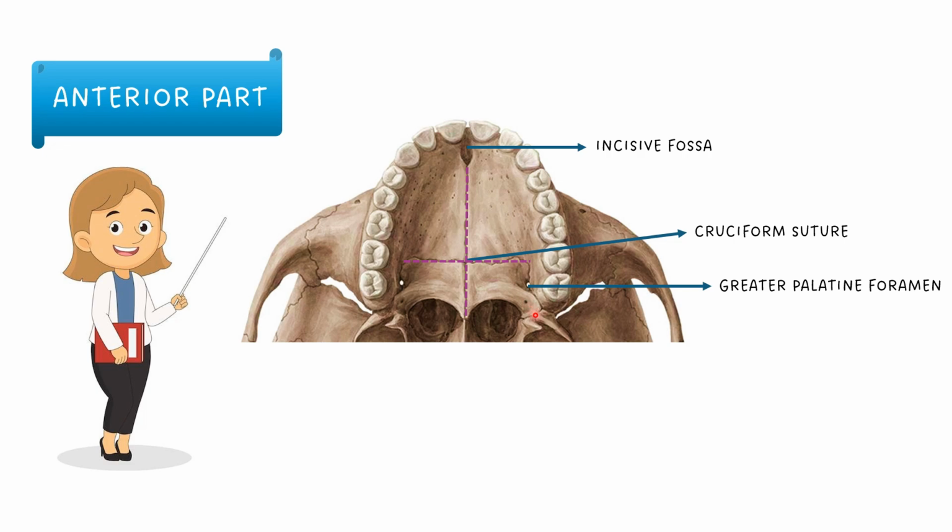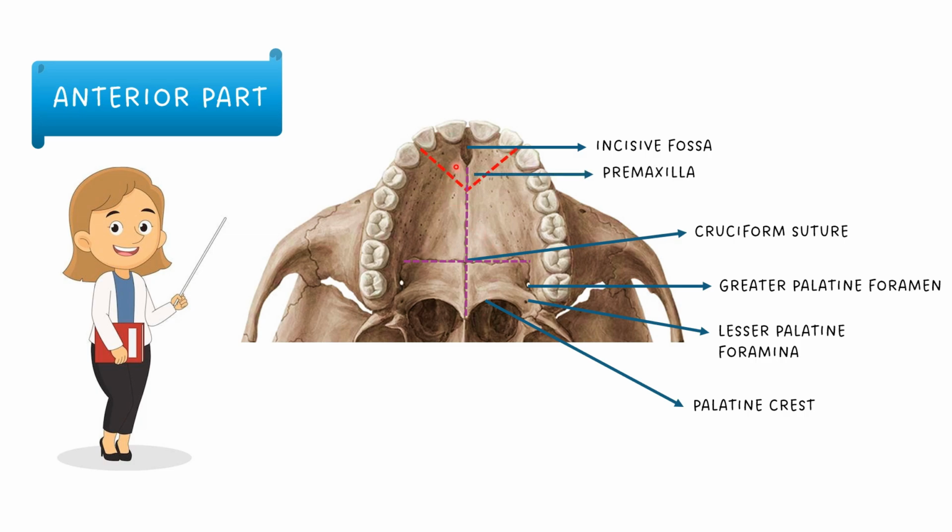The lesser palatine foramina are about 1 to 3 in number, and they are present in the pyramidal process of palatine bone and located just behind the greater palatine foramen on each side. The palatine crest is a curved ridge observed in the hard palate near its posterior border. The palatine aponeurosis is attached to the palatine crest. The premaxilla is a triangular piece of maxilla holding the 4 incisor teeth. It is a separate bone in most of the vertebrates.